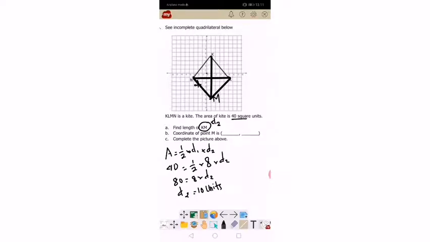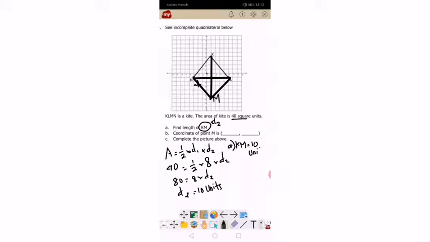Okay, so if you see my quadrilateral, well, actually this is not a kite but a rhombus, but it's okay. As I told you before, a rhombus is part of a kite, or a kite is part of a rhombus. So let's answer question A. A asks you to find the length of KM. So the length of KM equals 10 units.